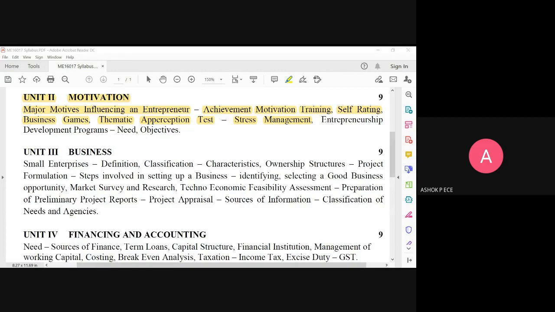Then entrepreneurship development programs. These programs are organized by the government as well as by private organizations to give training for budding entrepreneurs, the need and objectives. Why do you need to organize these programs frequently, and what objectives are you going to derive out of these ED programs, entrepreneurship development programs?